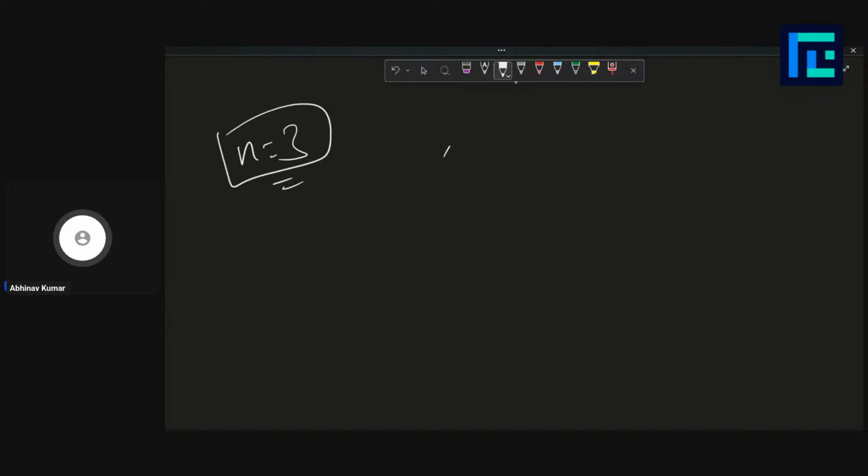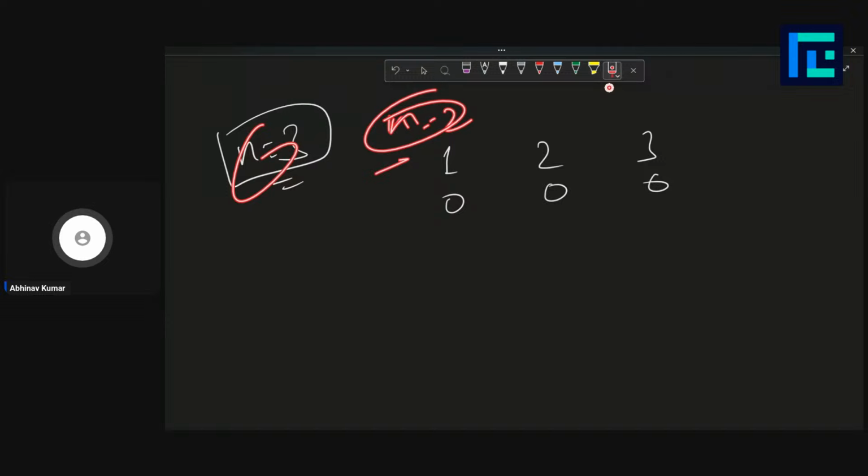So n equal to 3 means you have 3 players: 1, 2 and 3. Initially all of them have a skill of 0. This is their skill level, all of them have 0. Now since n is 3, there would be n minus 1 rounds of fight, that is 2 rounds of fight. In every fight one of them gets defeated.